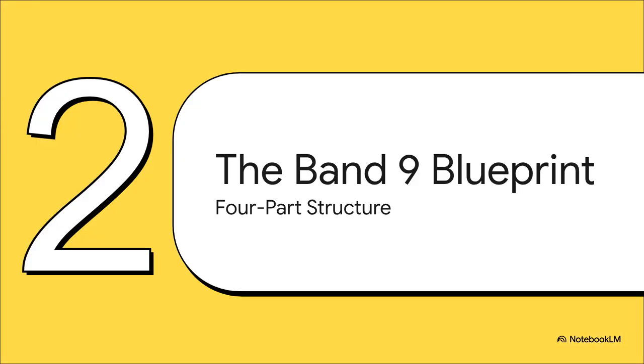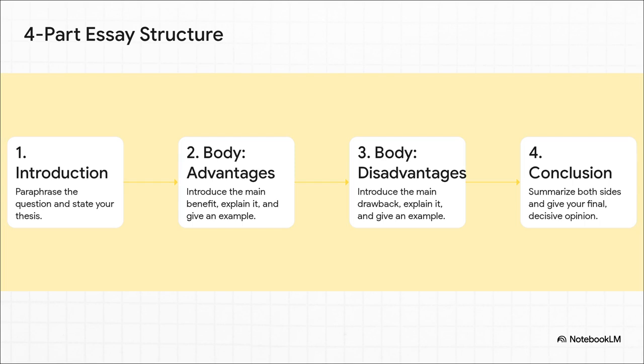Okay, so we get what the question wants. Now, how do we build the perfect answer? This is where we get into the good stuff, the Band 9 blueprint. It's a simple, powerful, four-part structure that just works every time. And here it is, the entire foundation of your essay boiled down to these 4 parts. An introduction, 1 body paragraph for advantages, 1 for disadvantages, and a conclusion. That's it. It's clean, it's logical, and honestly, it's exactly what examiners are hoping to see. So let's break down each piece.